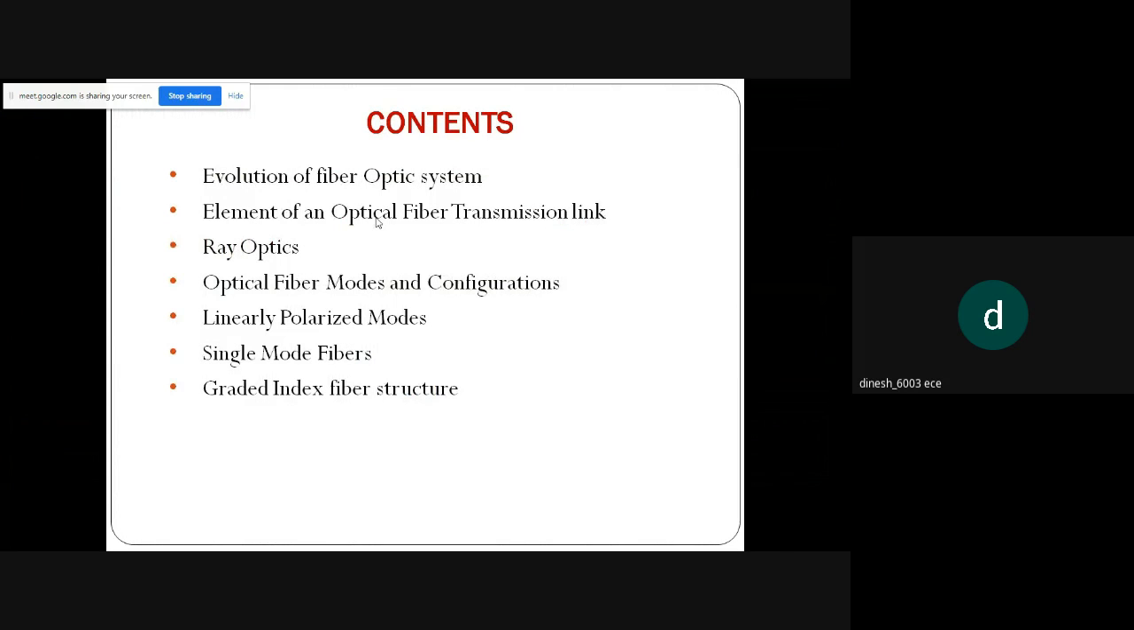The contents of this presentation: first we'll see the evolution of fiber optics, the elements present in fiber optic transmission, ray optics, the optical fiber modes, single mode fiber, multi-mode fiber, step index configuration, and graded index configuration. Then the linearly polarized modes, and specifically we'll see a single mode graded index fiber structure.